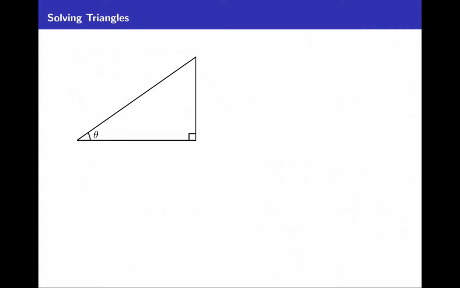Let's move on to solving triangles. I've drawn here a right triangle, and one of its angles is labeled theta. In discussing triangles where we might know an angle theta, the side that touches theta is called the adjacent side, which we abbreviate ADJ. And the side that's opposite theta, we call that opposite. And of course, the hypotenuse of the triangle is hypotenuse. We'll abbreviate that as HYP.